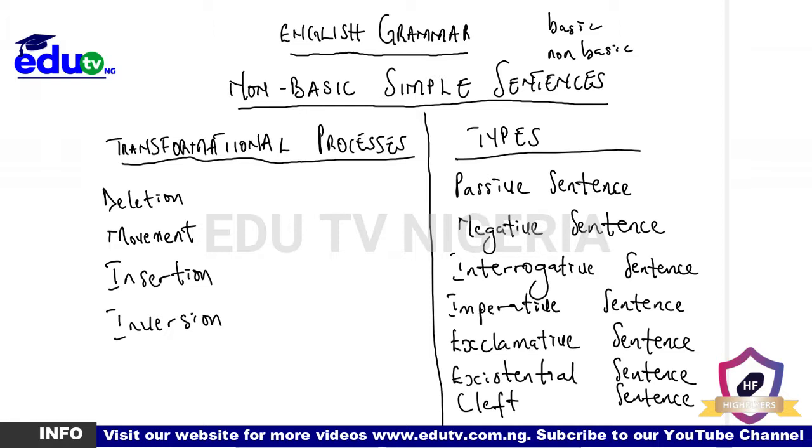Now inversion is a situation where two or more items actually exchange positions. So what we mean is that an item that is supposed to be at a particular position A exchanges position with another item that should have been at a particular position B. So that means that the item that should have been at the B position comes to the A position, while that which should have been at the A position goes to the B position. Do you understand? So let me give you an example of that.